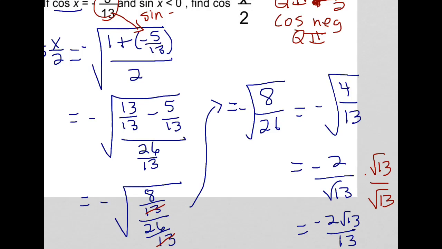I then have negative square root of 8 over 26. I did some simplification till I got down to negative 2 over the square root of 13. I rationalized that denominator, and my final answer now is negative 2 times the square root of 13 all over 13. We'll check our answers when we get in class. Because I want to go ahead and stop right now, and the next video will be on verifications. Please watch that as well.